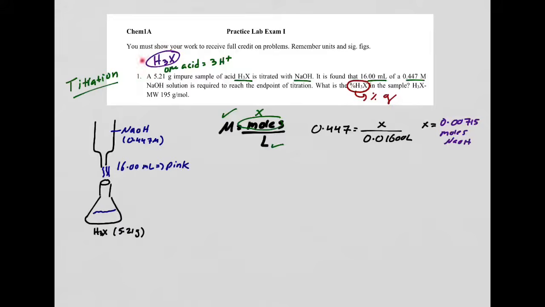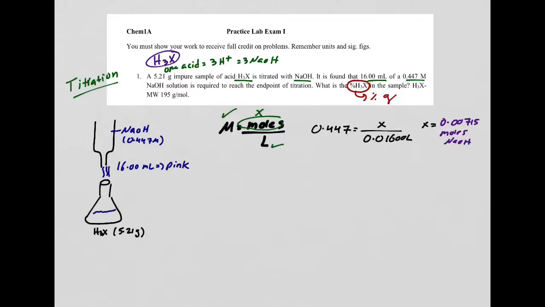So to neutralize one acid, to cancel out one acid, how many NaOH do I need? I'm going to need 3 NaOH, because one acid has 3 H plus. So for me to neutralize one acid, I'm going to need 3 NaOH.